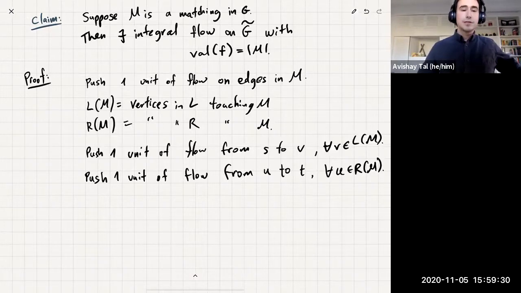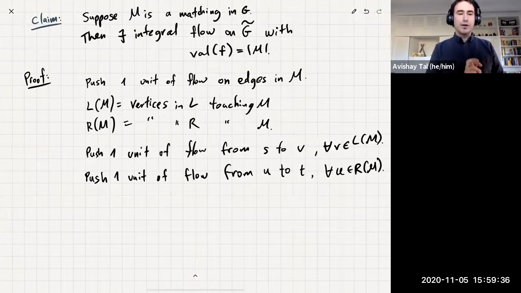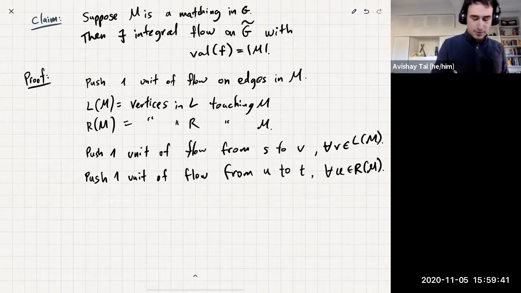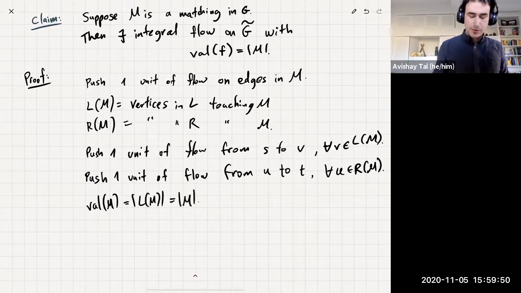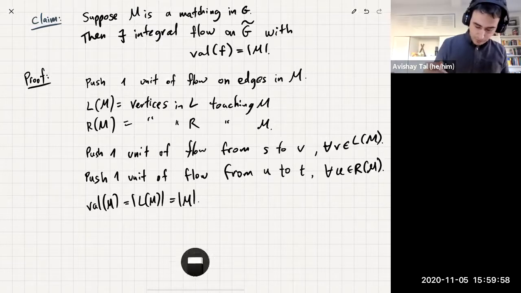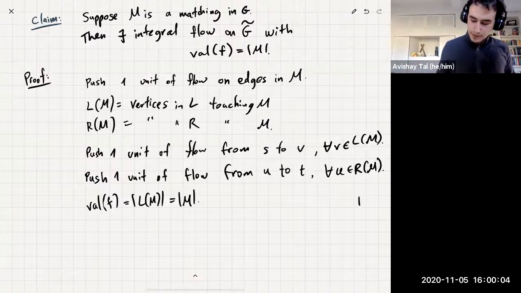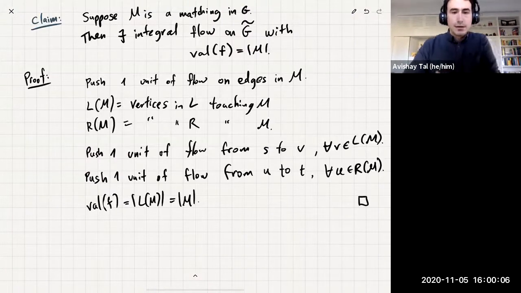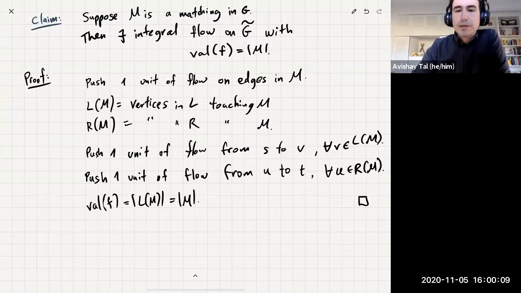What is the value of this flow? The value of this flow is how many units of flow we are pushing from S, and this is exactly the number of vertices in L of M, which is exactly the size of M, because every edge in M touches exactly one vertex in L of M, and vice versa. So we proved this one direction. I want to see if there are any questions so far.